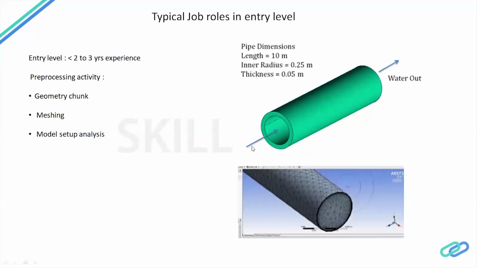When the fluid is passing here and leaving here, it has some thickness. You can see the thickness in the 3D image. So whenever the fluid is passing from here to here, it will touch only the inner surface of the pipe.